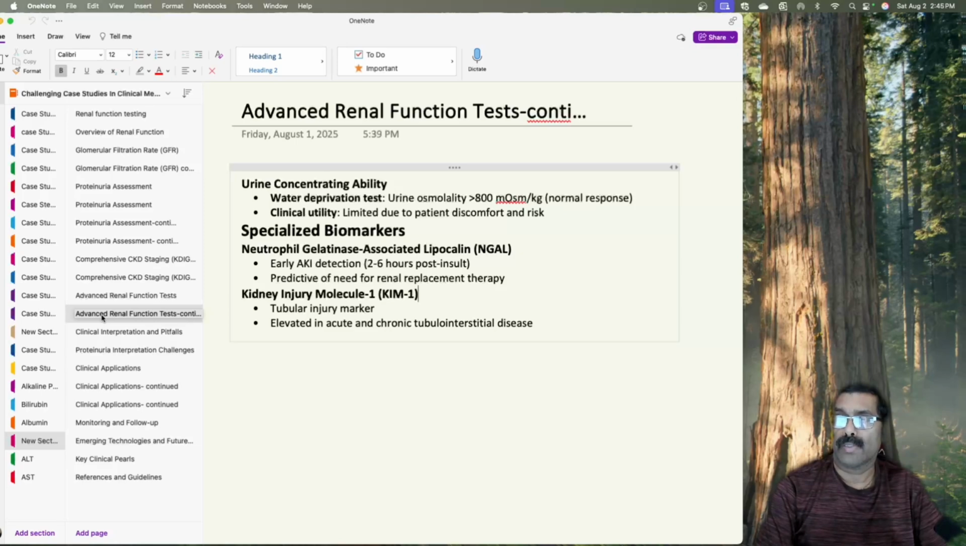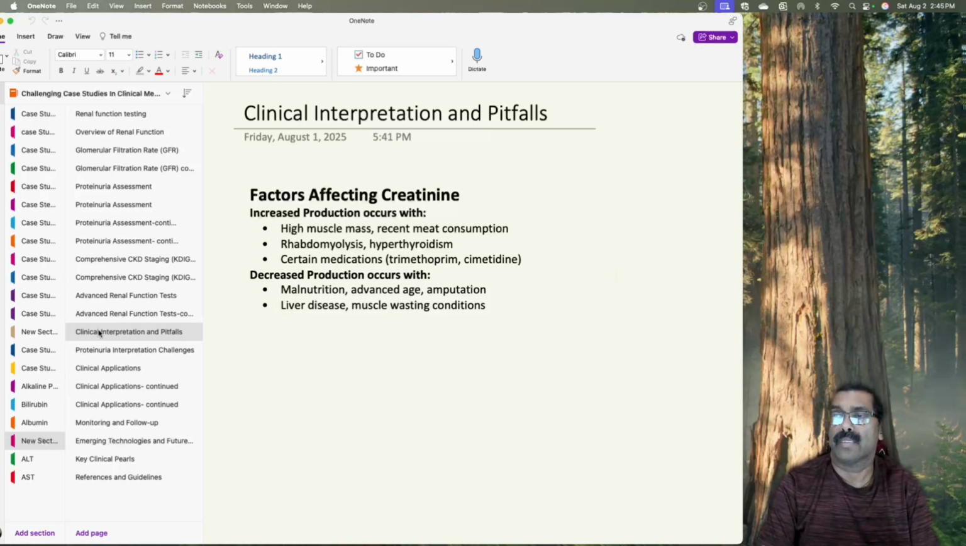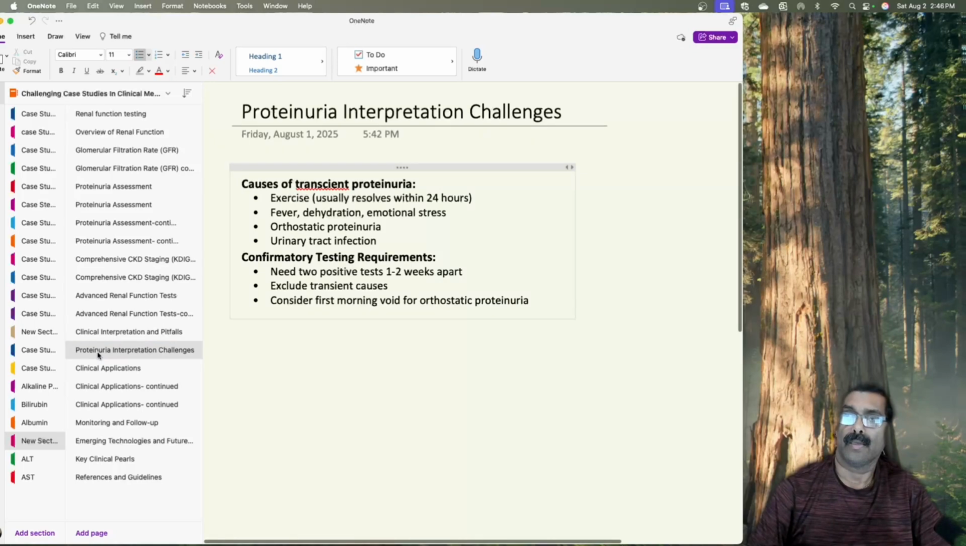Kidney injury molecule 1, otherwise abbreviated as KIM-1. It is a tubular injury marker, elevated in acute and chronic tubulointerstitial disease. Factors affecting creatinine. Increased production occurs with high muscle mass, recent meat consumption, rhabdomyolysis, hyperthyroidism, certain medications such as trimethoprim and cimetidine. Decreased production occurs with malnutrition, advanced age, amputation, liver disease, muscle wasting conditions.